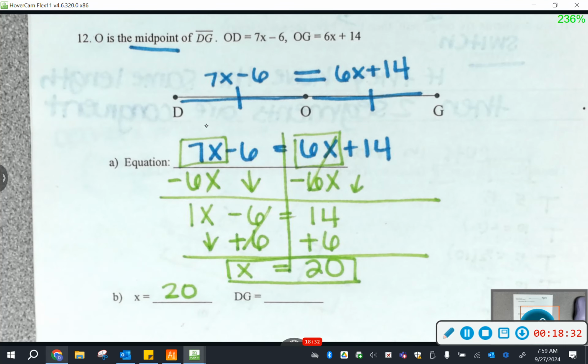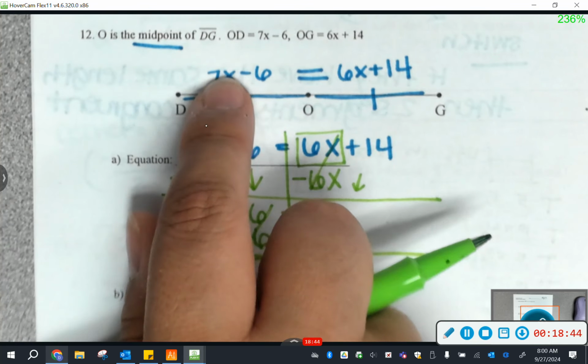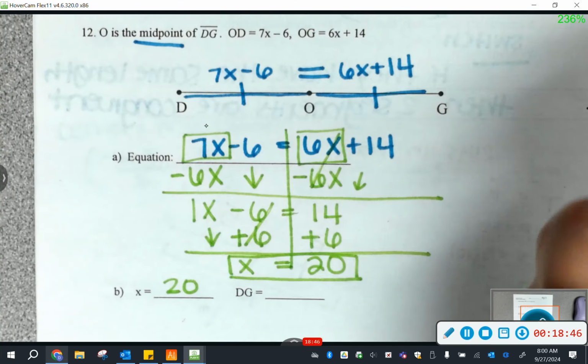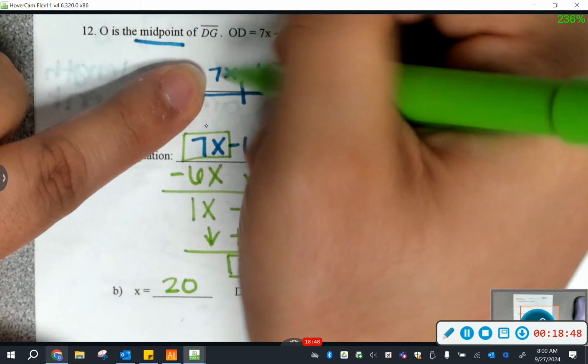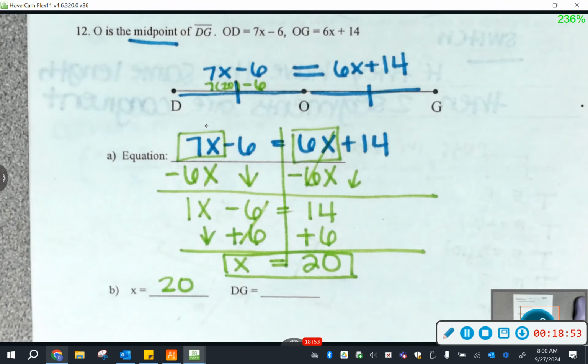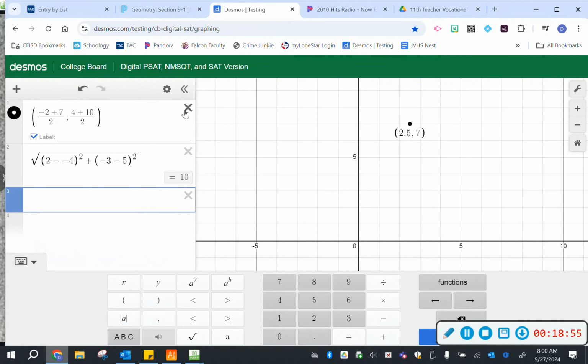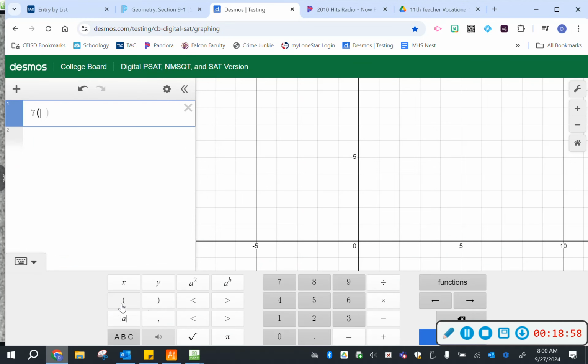I need everybody to look up. Make sure you are answering my question. So many of you are like, okay, x is 20. It's asking for DG. Let me plug it in. You are going to plug this x right here. So you're going to do 7 times 20 minus 6. What is 7 times 20 minus 6? 134. Is it okay to have that big of a number? Yeah, that's pretty big. We don't usually have that big, but it's okay.